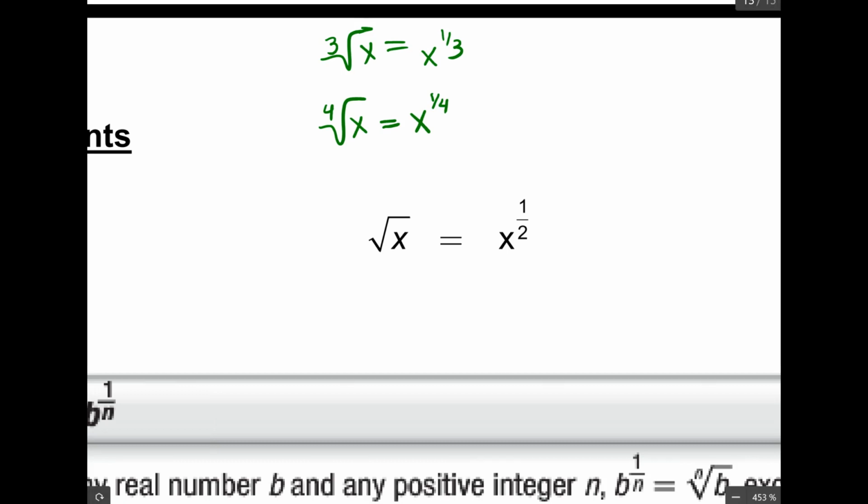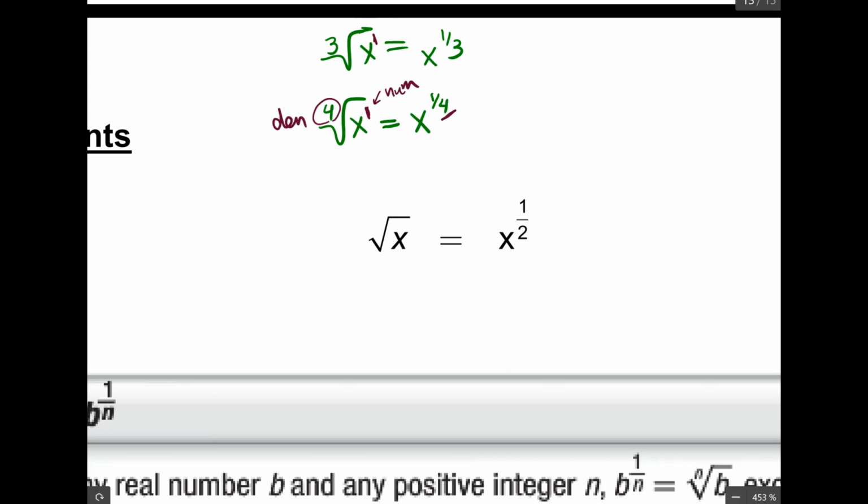So what I want you to notice is the numerator and the denominator. For instance, in here, I had x to the first power. Here, I had x to the first power. And so this inside is my numerator, and the outside is going to be my denominator. So let's do an example.